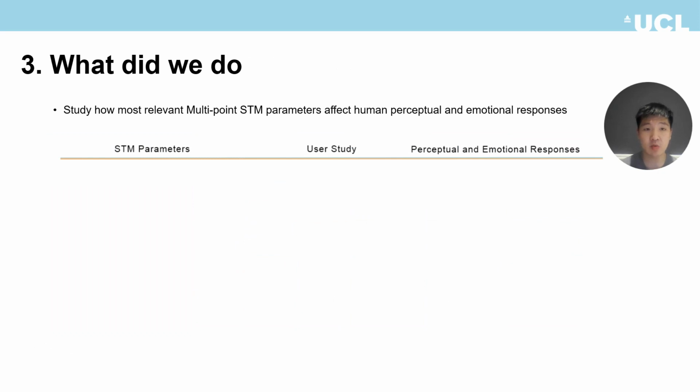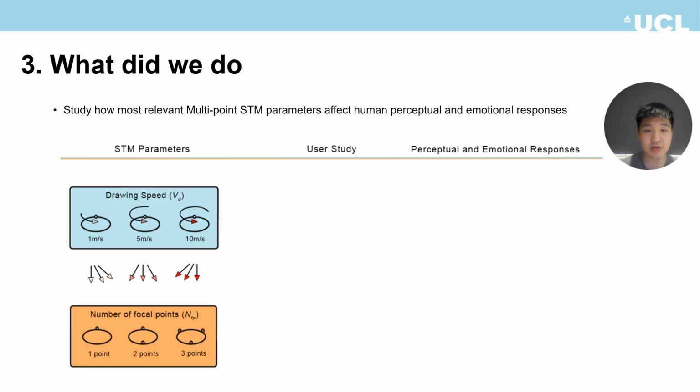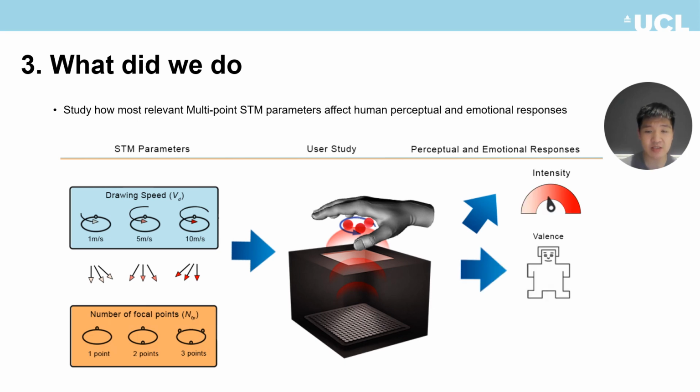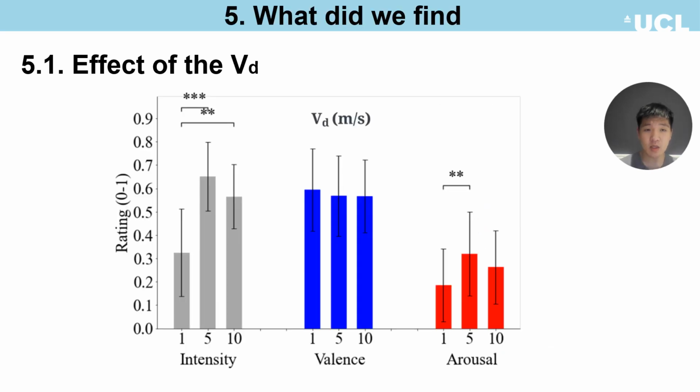In this paper, we conduct a user study to investigate the effect of multi-point spatiotemporal modulation parameters on users' perceptual and emotional responses. We rendered ultrasonic media haptic stimuli with a combination of 3 joint speeds and 3 numbers of focal points in a user study on users' perceived intensity, valence, which is the pleasantness, and arousal, which is the emotional activation. In the results, we found that the joint speed does affect users' perceived intensity and arousal. However, no effect was found on valence.